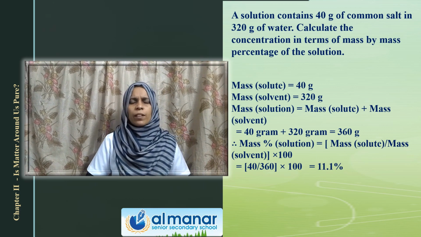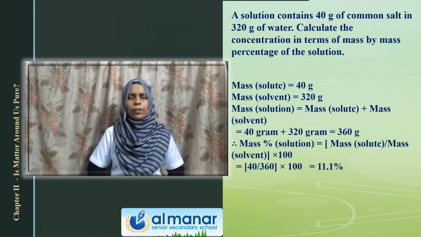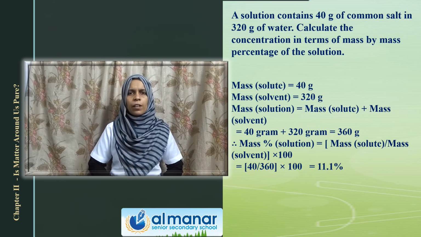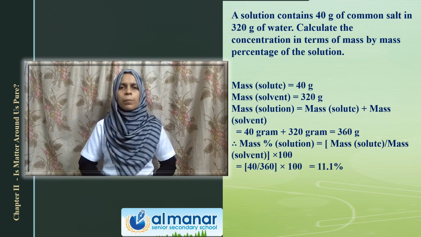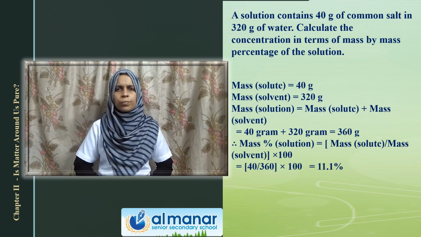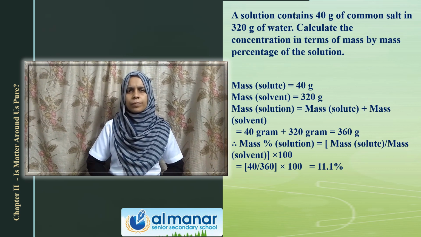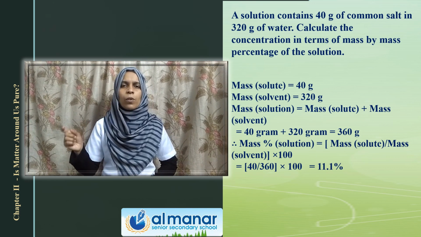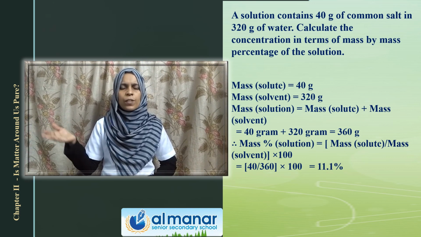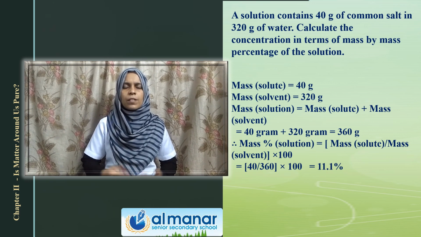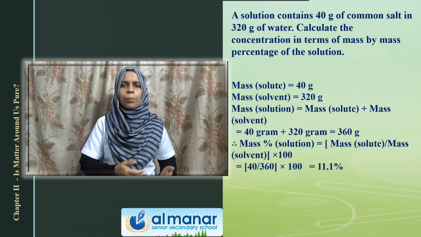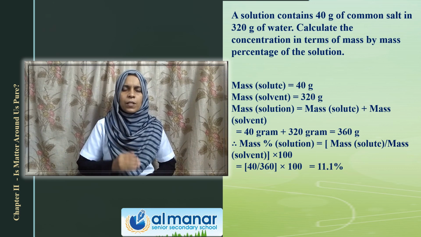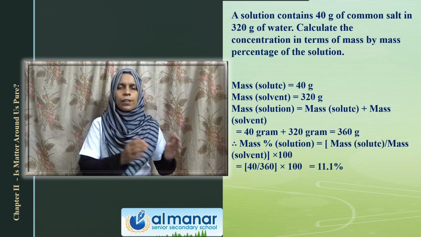A solution contains 40 gram of common salt dissolved in 320 gram of water. Calculate the percentage of the solution in terms of mass by mass percentage. Then how to do? What is given in the question? A solution contains 40 gram of common salt in 320 gram of water. So which is the solute? Common salt. And which is the solvent? Water. And the mass by mass percentage equation we also know: mass of the solute divided by mass of the solution into 100. So let us write the steps.